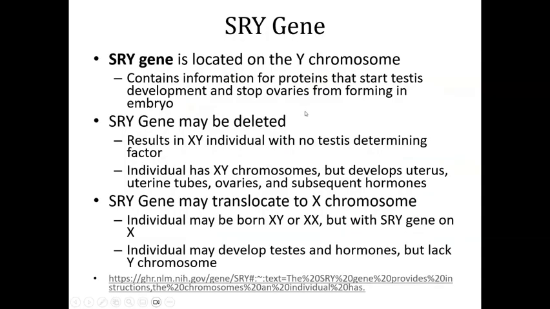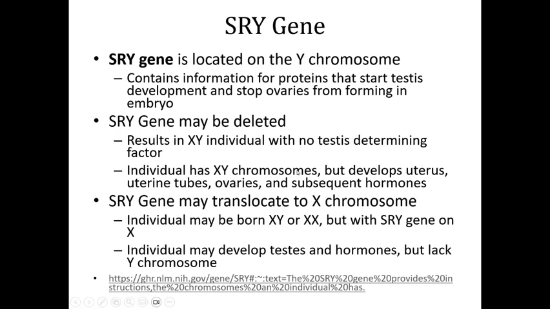I won't go into too much of this. We talked about it in class a bit when we were looking at chromosomes. Please read through here and be familiar with the SRY gene located on the Y chromosome that basically has information right during embryonic development that tells the embryo to develop testis and stop developing ovaries. That SRY gene may be deleted, and so an individual may be born XY but not have the SRY gene.